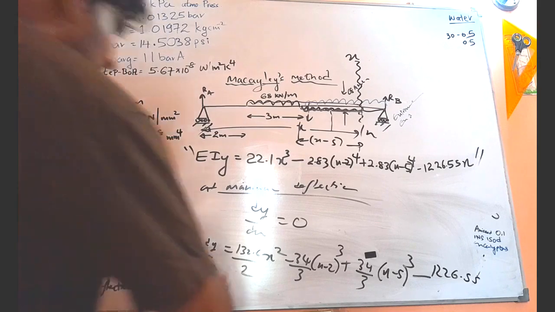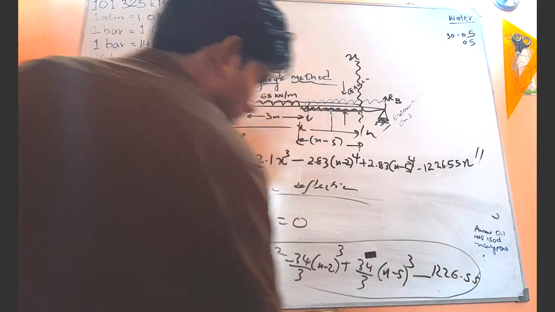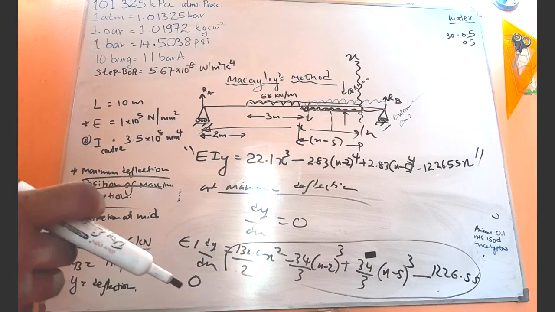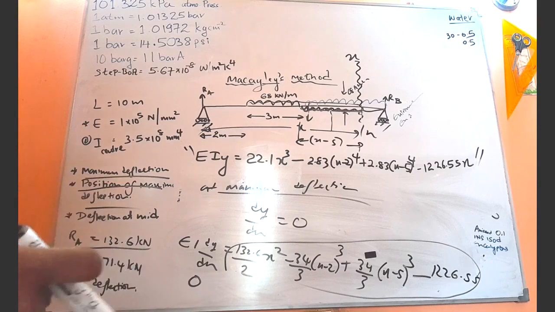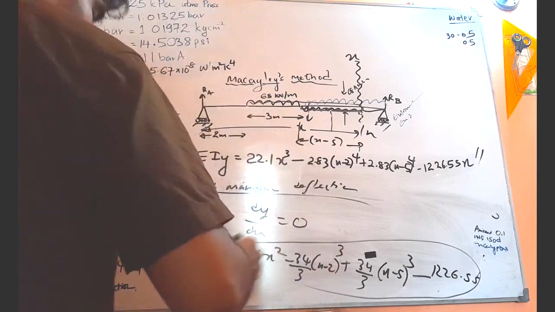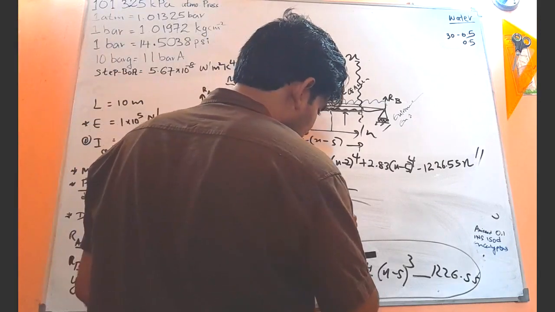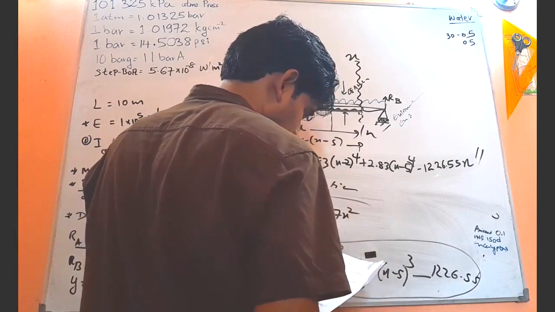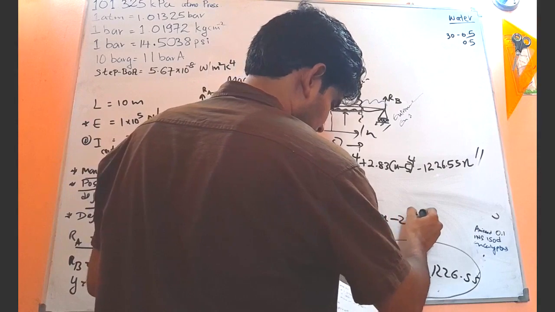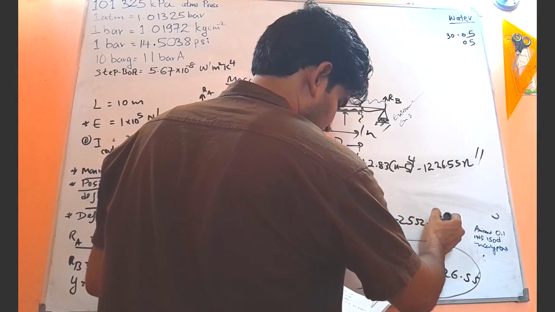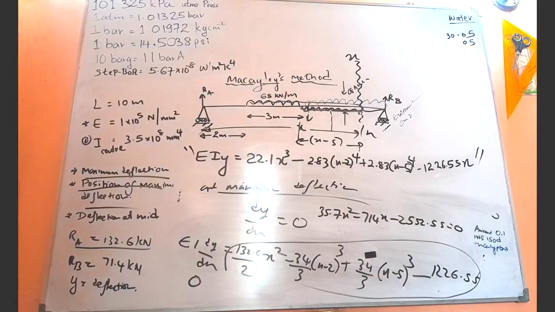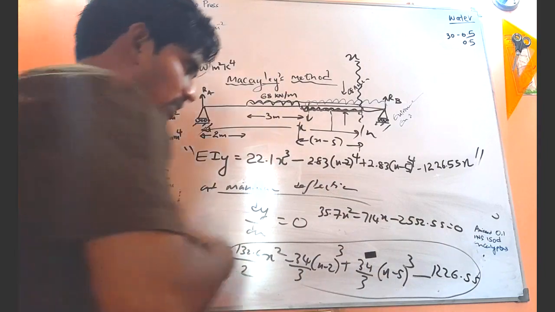So then you have to solve this, right? It's mathematics, so then you can obtain the answer for x. Carefully check your simplifications. At last you will be getting a quadratic equation like 35.7 x squared minus 714x minus 2552.55 equals 0. If you solve that, you will be getting two answers, because when you solve a quadratic, you get two answers.